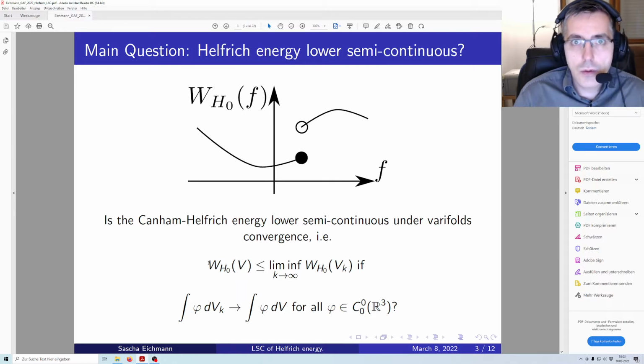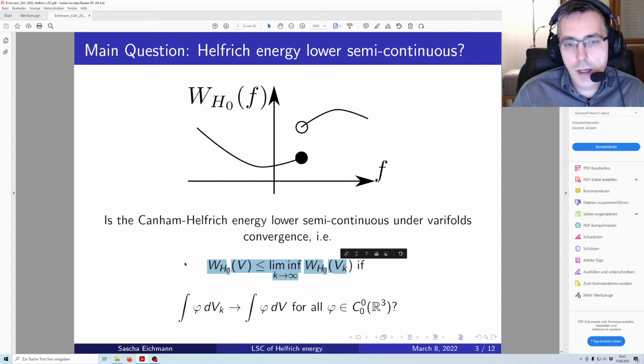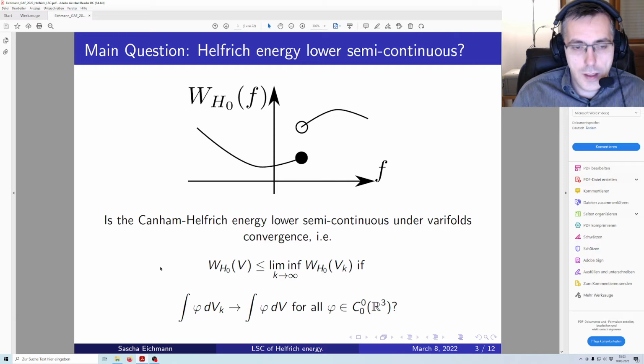So lower semi-continuity would mean this kind of inequality, this kind of estimate. And the question is, do we actually have such an estimate? Usually one would expect such an estimate to hold true for every sequence of oriented varifolds which converge. But maybe this is not true here.